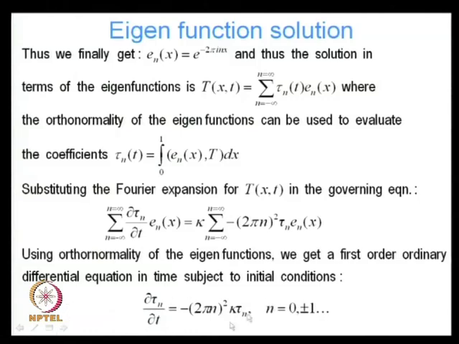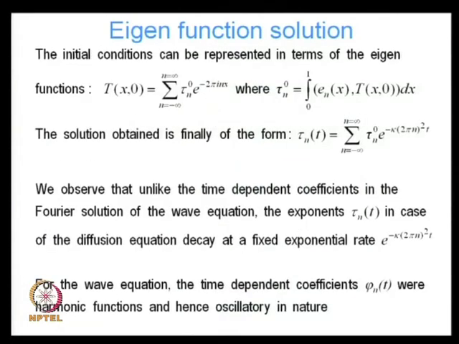This is an ODE for tau n, and I solve this ODE using my initial conditions. Before doing that, I have to represent the initial condition in terms of the eigenfunctions, but that is just an intermediate step. Once I do that, I finally solve for tau n and I get this, and once I get tau n, I have the whole Fourier expansion for my temperature.